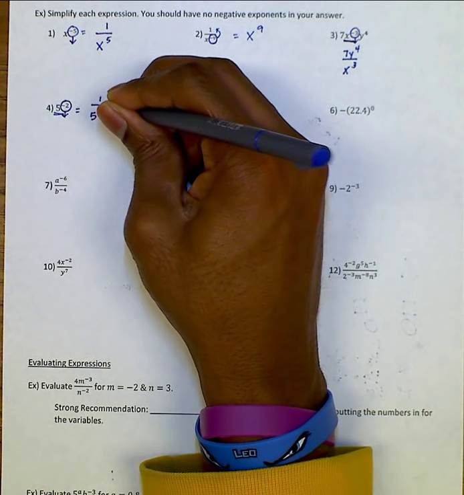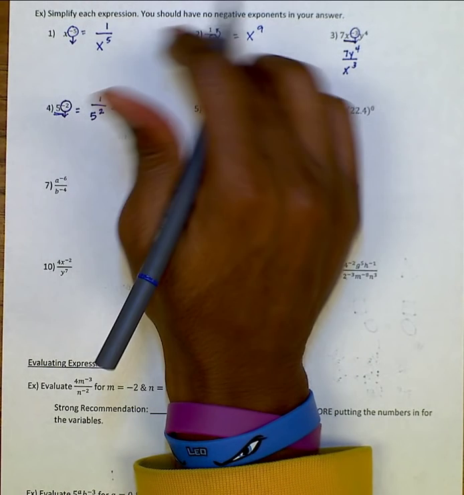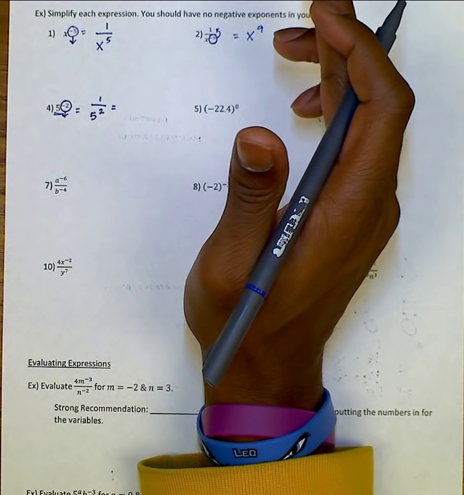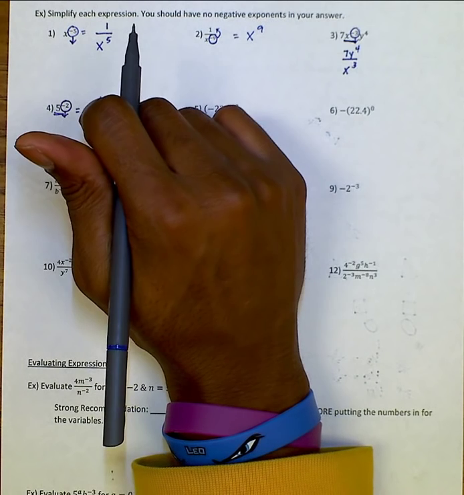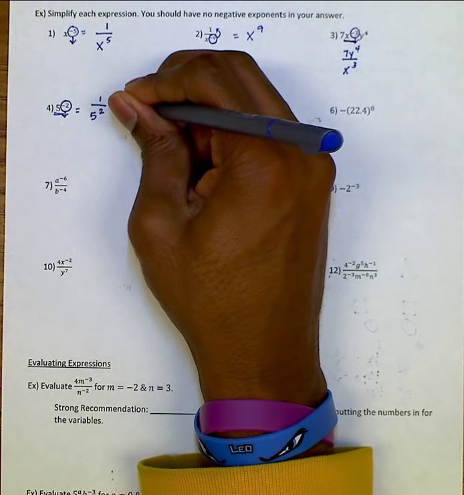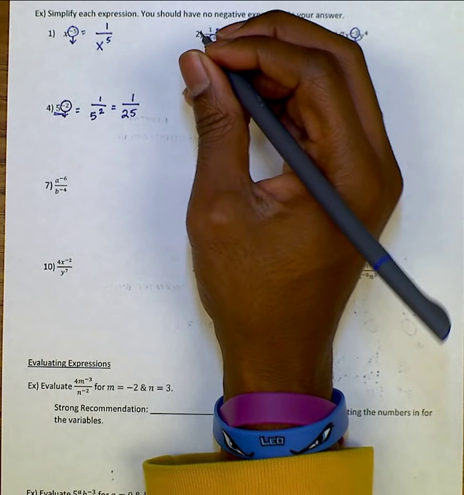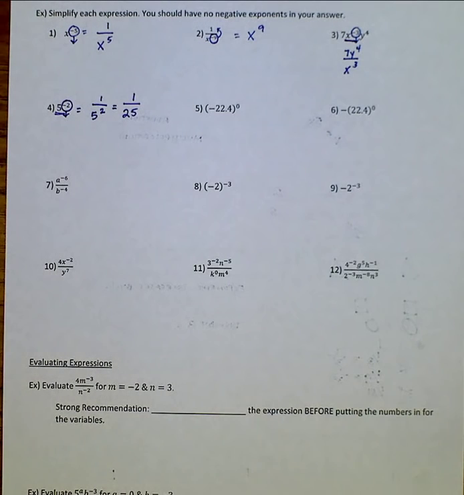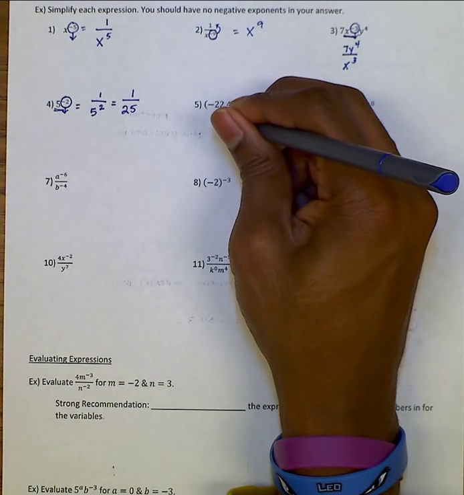Now, previously we had variables, so like x to the fifth, we couldn't do anything with that. 5 to the second power, or 5 squared, we know what that is. So we should simplify that and write it as 1 over 25. Okay, number 5, we have negative 22.4 to the 0 power. Anything to the 0 power is 1.